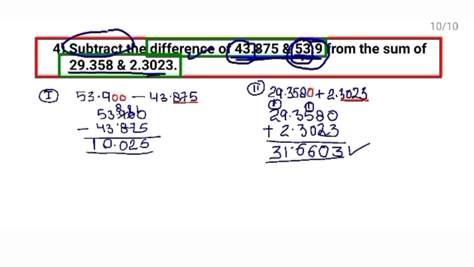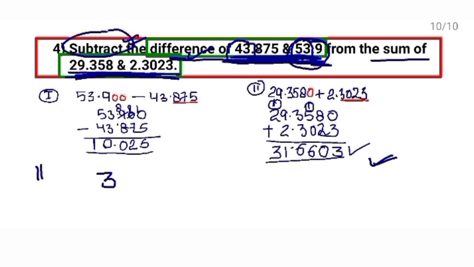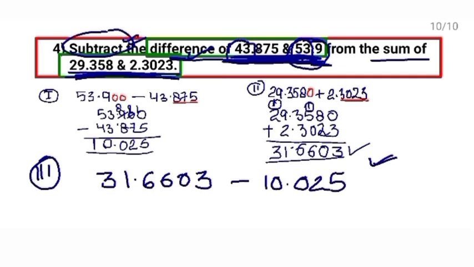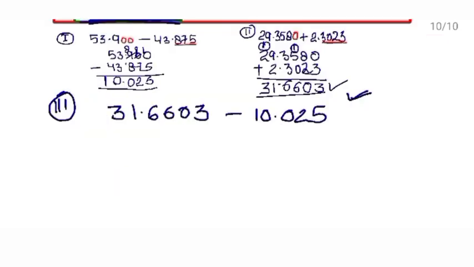We found the difference of these two numbers and the sum of these two numbers. What were they asking? Subtract the difference from the sum. Sum is this. From the sum 31.6603, this is the third step, subtract 10.025. For subtracting, what will you do here? You will make them like decimals.